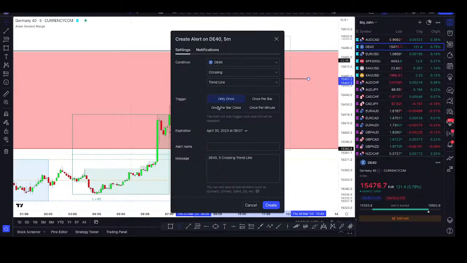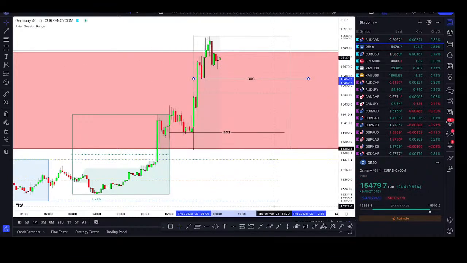To set an alert, all you have to do is go to the time frame you want. Make sure you're on once per bar close. And when German 30, DE 40, closes the 5-minute candle below that line, it's going to give me an alert and it's going to pop up. You see there?